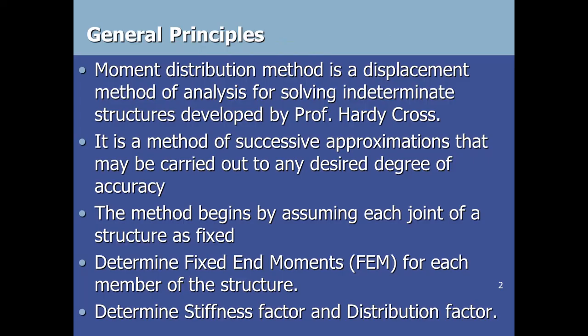First of all, the general principles. What are the steps involved in this moment distribution method? This moment distribution method is a displacement method of analysis for solving indeterminate structures, and it was developed by Professor Hardy Cross in 1930. It is a method of successive approximations that may be carried out to any desired degree of accuracy. The method begins by assuming each joint of a structure as fixed, whether it is a roller support or a pin support. We will consider the joints as fixed.